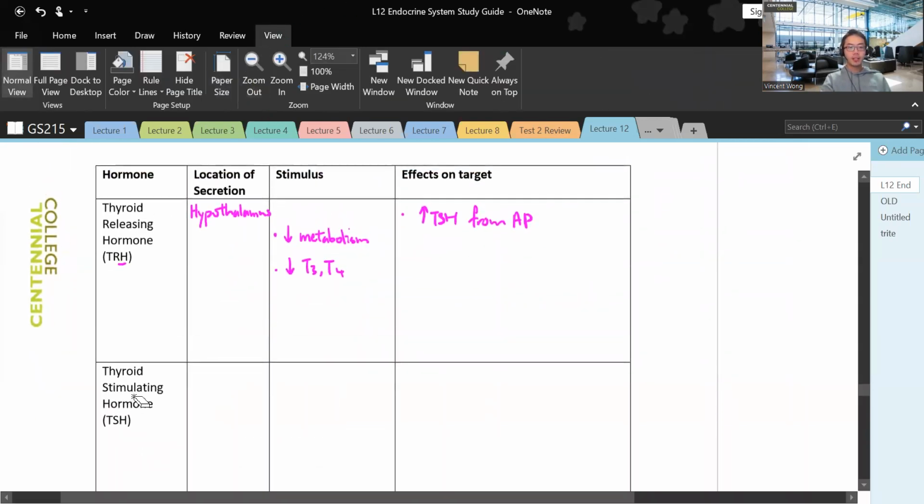So now that we have the TSH, thyroid stimulating hormone, what's going to happen? First, location of secretion. Well, I just told you TSH is from AP, so this is going to be from AP, right? Anterior pituitary gland. And the stimulus, the trigger for releasing TSH would be increase in TRH. And the next thing would be to increase T3 and T4 from thyroid.